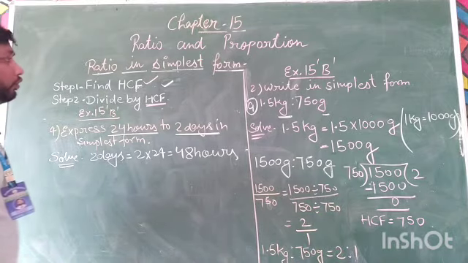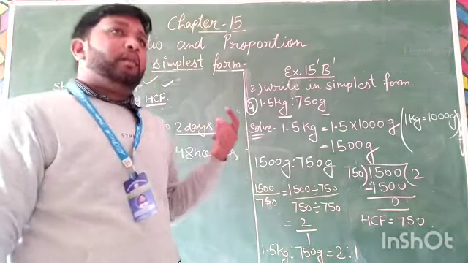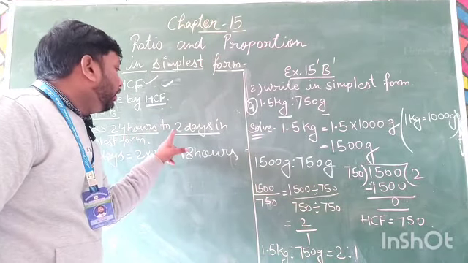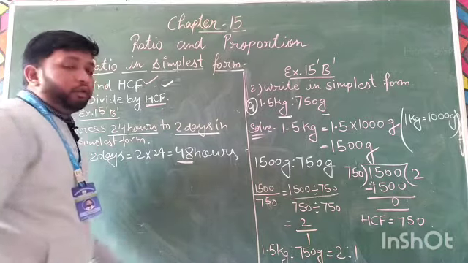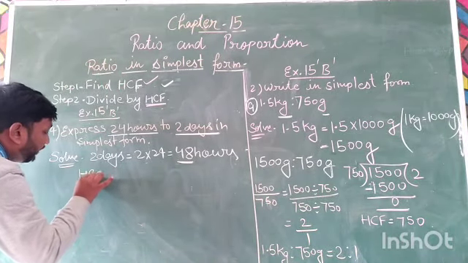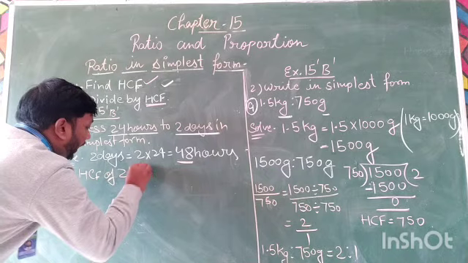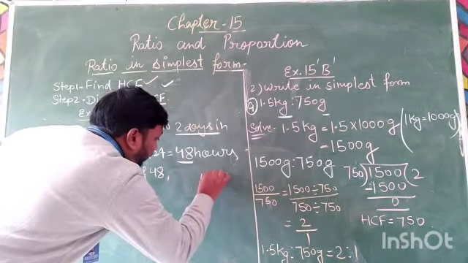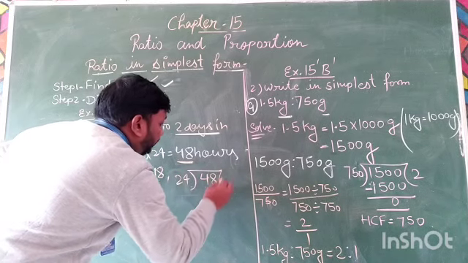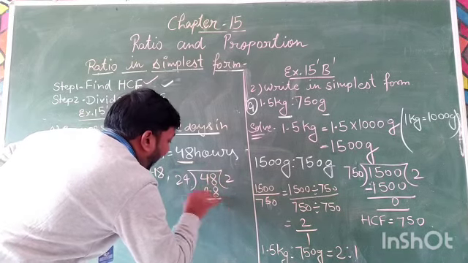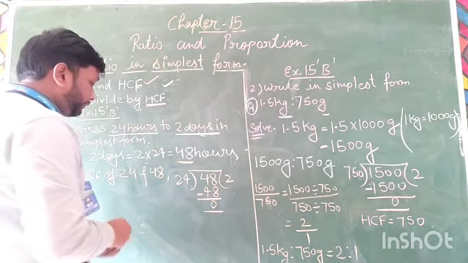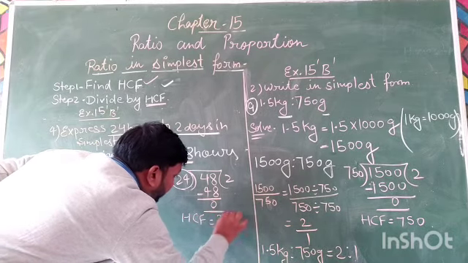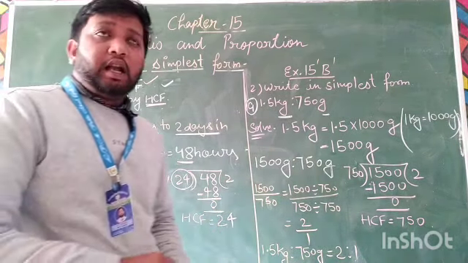So how to simplify? To write in simplest form, firstly we find the HCF of both the quantities. The first quantity is 24 and the second quantity, from 2 days, now becomes 48. So now we find the HCF of 24 and 48. To find the HCF we use the division method. So 48 divided by 24, 24 twos are 48, and the remainder is 0. So 24 will be the HCF of both the quantities.